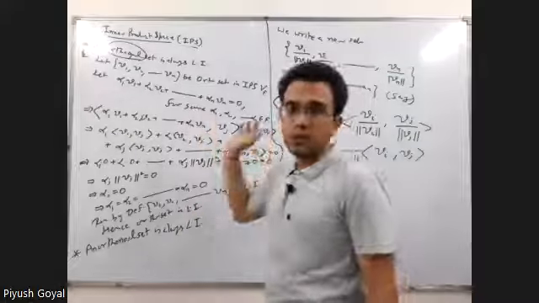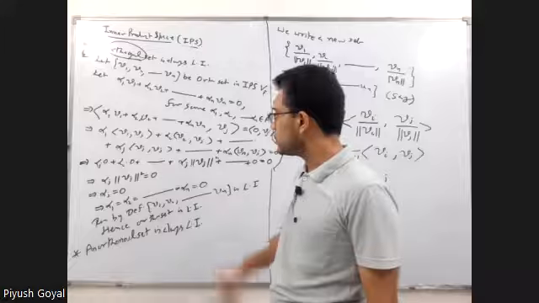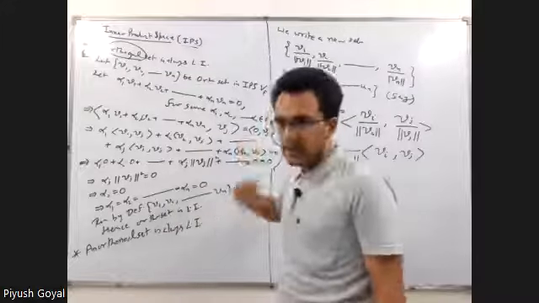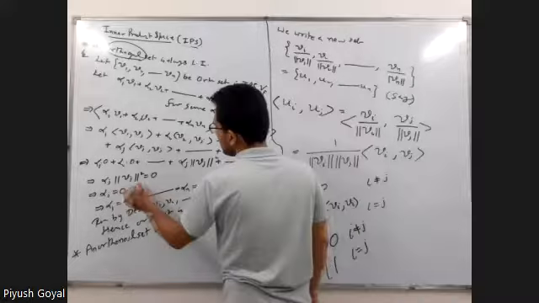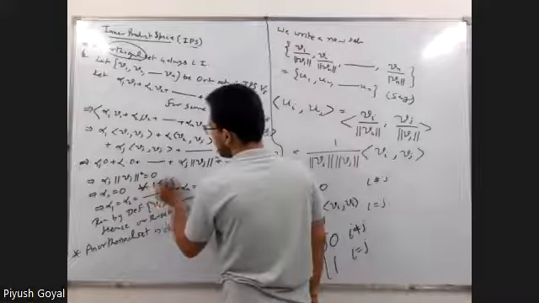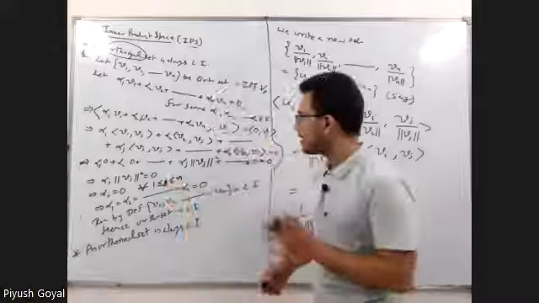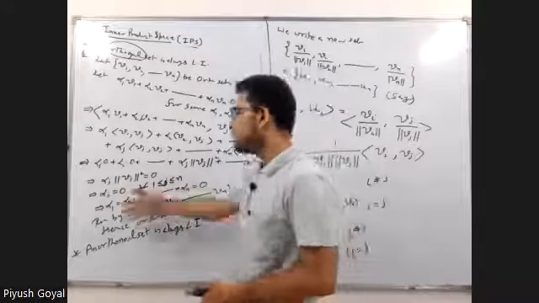Then I take v2. If I take v2, only the v2 term will remain, all other things will be 0. It will give alpha 2 is equal to 0. Then again 3, 4, 5, up to n. So you say this implies alpha j is equal to 0 for all j from 1 to n. Doesn't matter if you take i, then it will be i in all terms. If it is j, then it will be j in all terms.